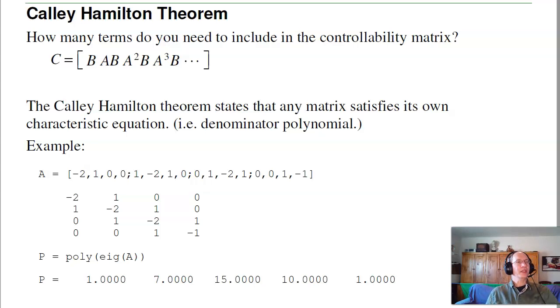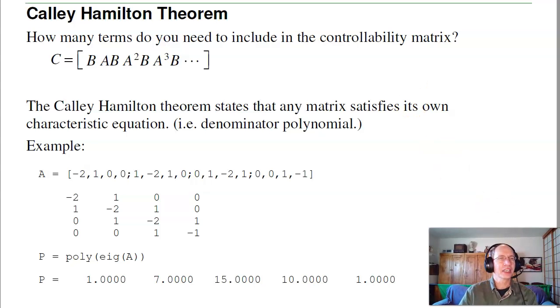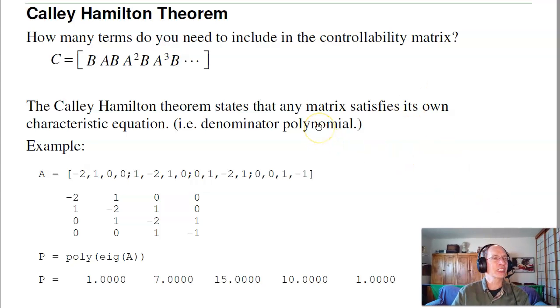Now you might think, if the system isn't controllable with only 3 terms, maybe I should try 4 terms, 5 terms, 6 terms. How many terms do I need to find out whether it's controllable or not? This is where the Cayley Hamilton Theorem comes to the rescue. You don't have to go out to infinity. What the Cayley Hamilton Theorem says is that any matrix satisfies its own characteristic polynomial, meaning the denominator polynomial in a transfer function.